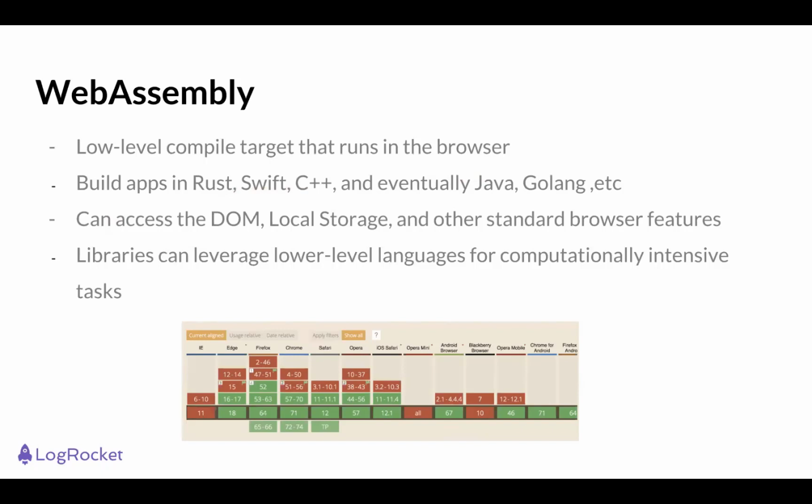And the cool thing about WebAssembly is that you don't need to build your entire application in Rust or Swift or C++. You can still build your application in JavaScript, but then leverage individual libraries that do the more computationally intensive tasks in a faster language like C++.